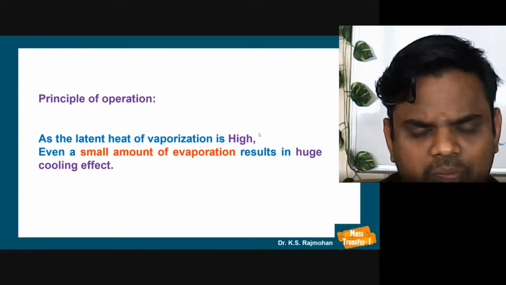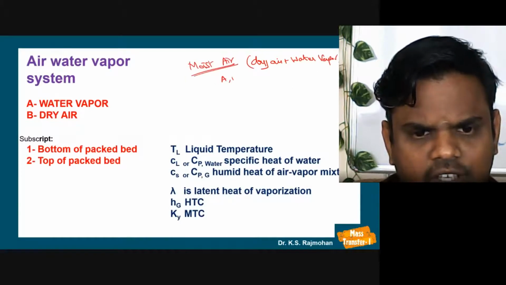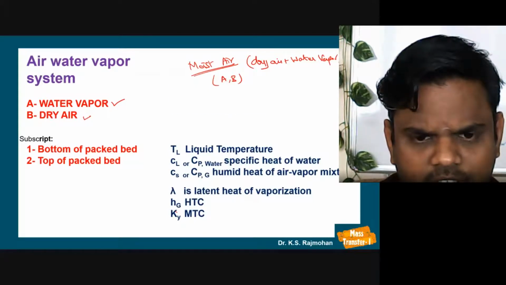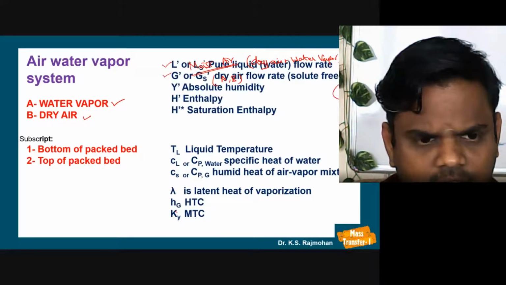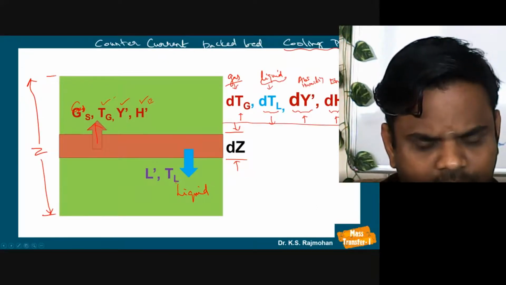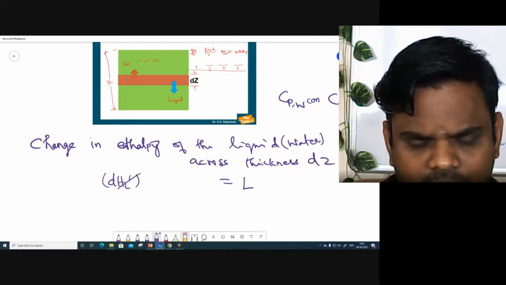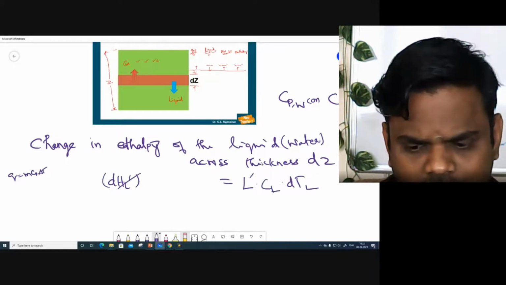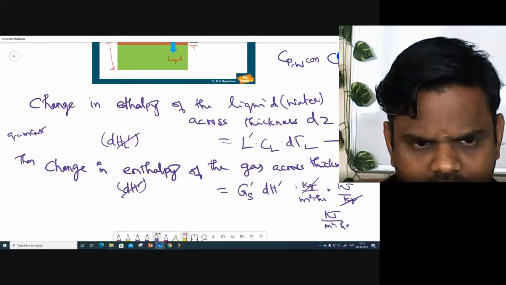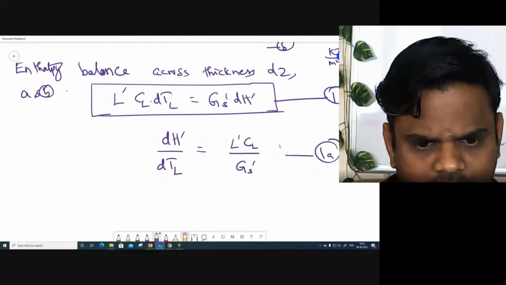And we have seen that it is similar to the derivation done for absorption. So first we stated what is the principle of operation and the assumptions made. Then we clearly wrote the nomenclatures used for the derivation. So in this we have considered a small thickness of dz, right? So all the nomenclatures were written in detail. So we consider a small thickness of dz, and the gas leaving that strip small thickness dz have the properties, and the liquid that is leaving have certain whatever the properties are written, and the change in properties are also written. And then we have written the equation enthalpy balance across the thickness dz, and we have written the expression for saturation enthalpy versus liquid temperature.